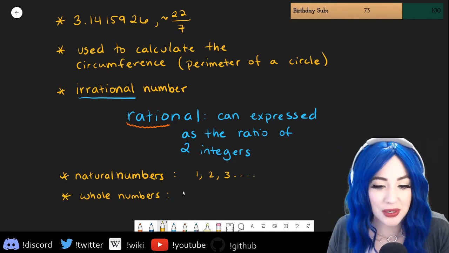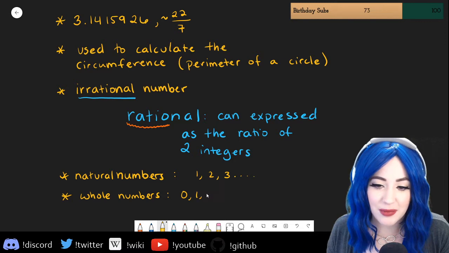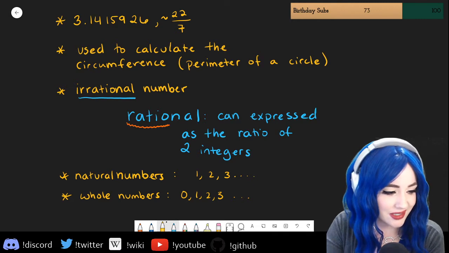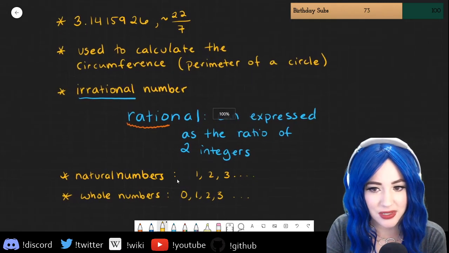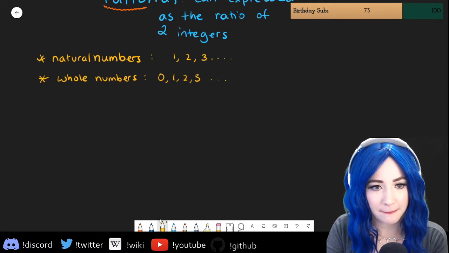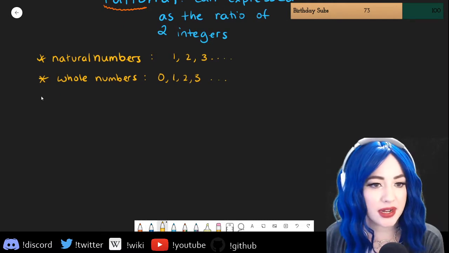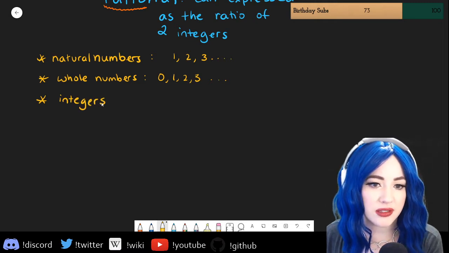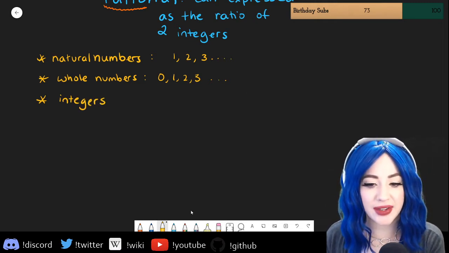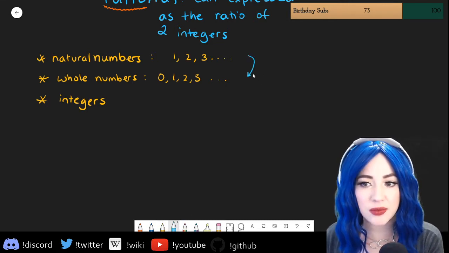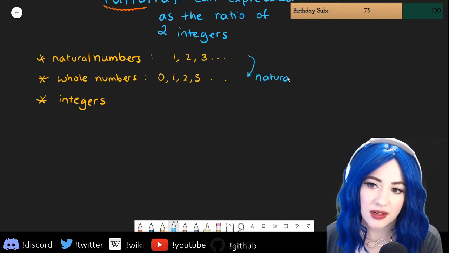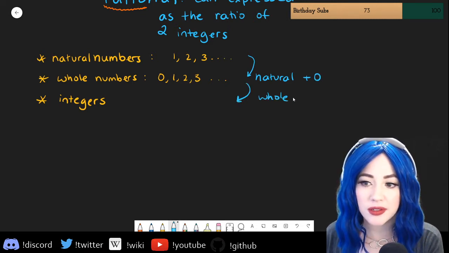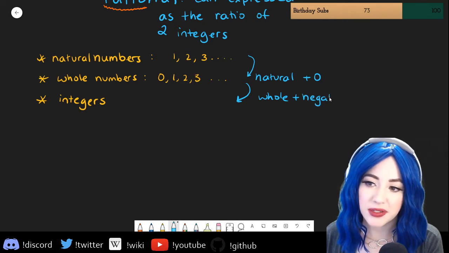All right, so whole numbers are natural numbers, but we're going to include 0. That's right. And then here comes the next, integers. So as you move through these definitions, we're adding something, right? We're expanding. So this is really natural plus 0. And integers are just whole numbers plus your negative numbers.